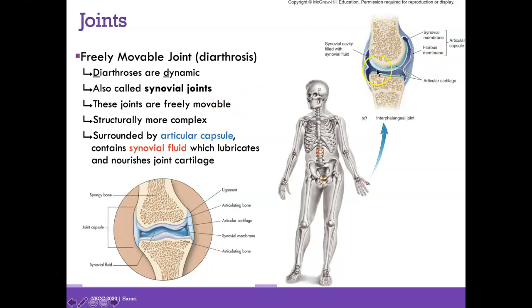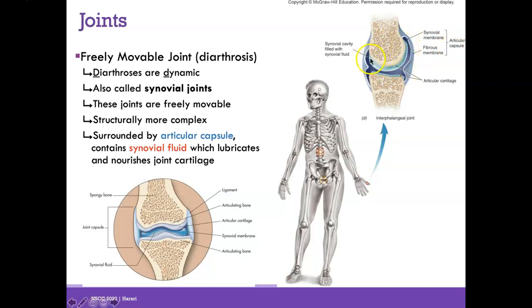So let's look at this picture up here. You can see two bones that are meeting, but there's this capsule. Articular capsule is this whole thing over here. And inside the capsule, there is synovial fluid. So there's a synovial cavity with synovial fluid. So technically the two bones are not touching. They're separated by a slight space that's filled with synovial fluid that lubricates and nourishes the cartilage, which is at the end of each bone.